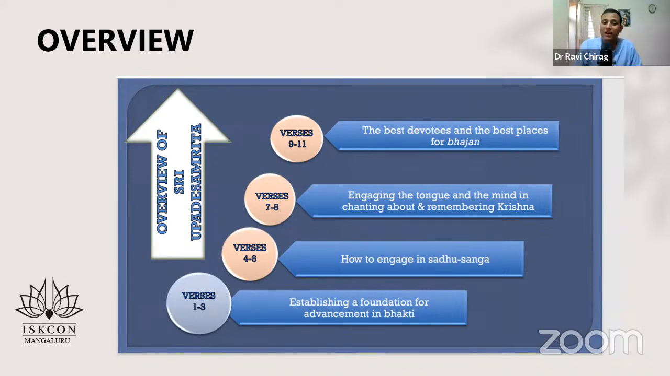That is verses 4 to 6, how to engage in sadhu sangha. Then verses 7 to 8, engaging the tongue and the mind in chanting about and remembering Krishna. Very important. When we see these slokas, we'll discuss these things. And 9 to 11, the best devotee and the best place for bhajan. So these slokas we'll see later. We are going to see the first sloka today, a very important sloka. The first 3 slokas will establish the foundation for advancement in bhakti.